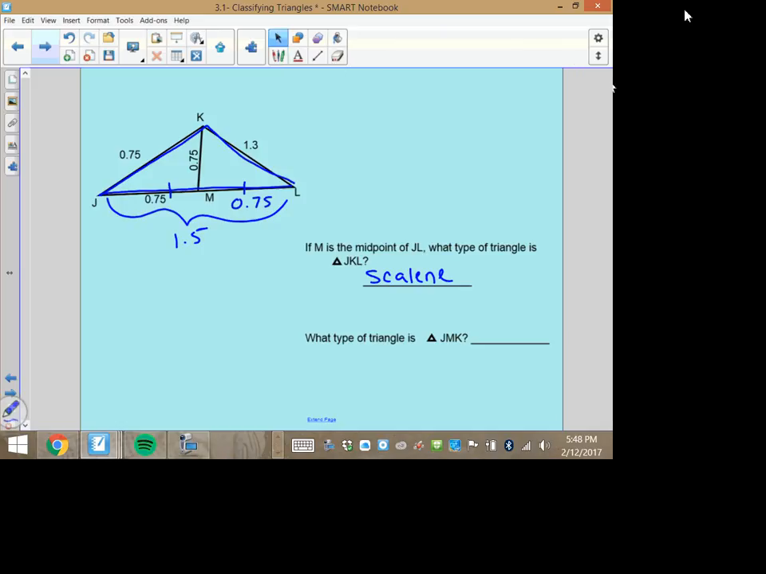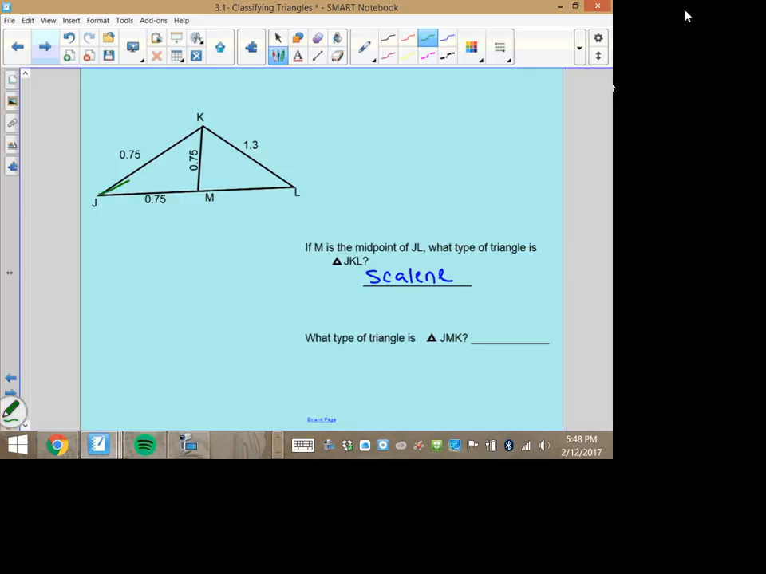And now we're going to look at triangle JKM. If we have triangle JKM, we can see that all sides are 0.75 in length, so therefore that is an equilateral triangle.